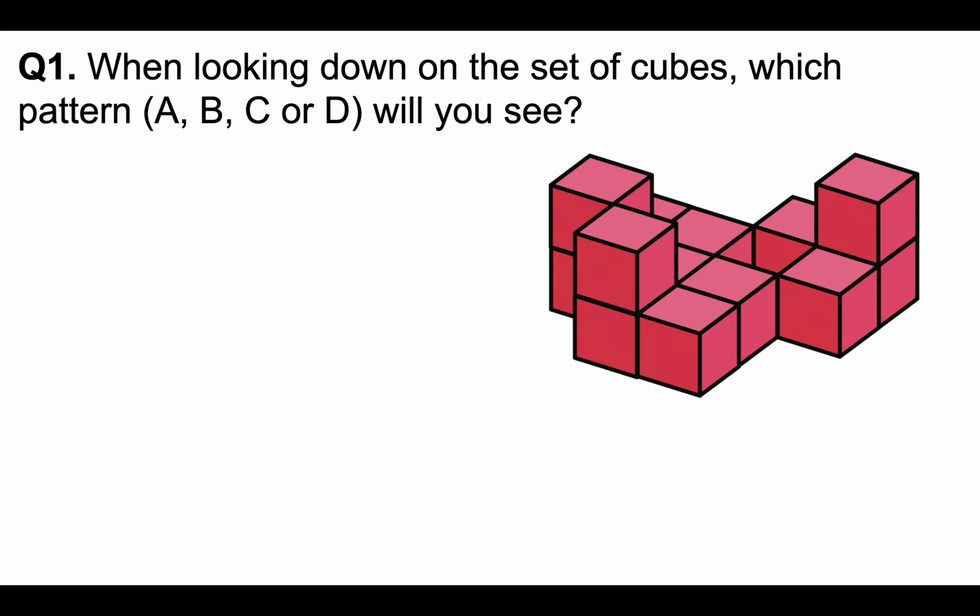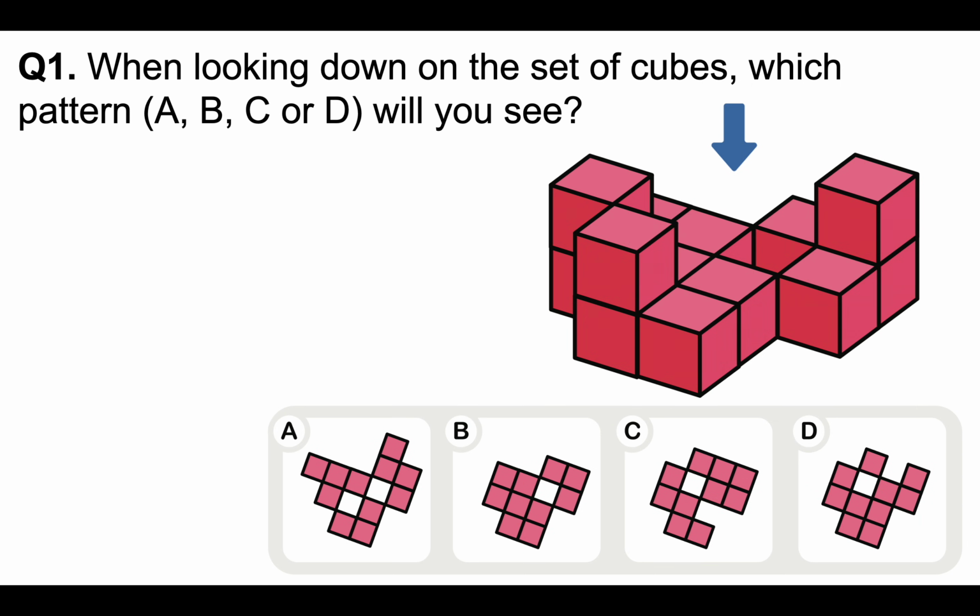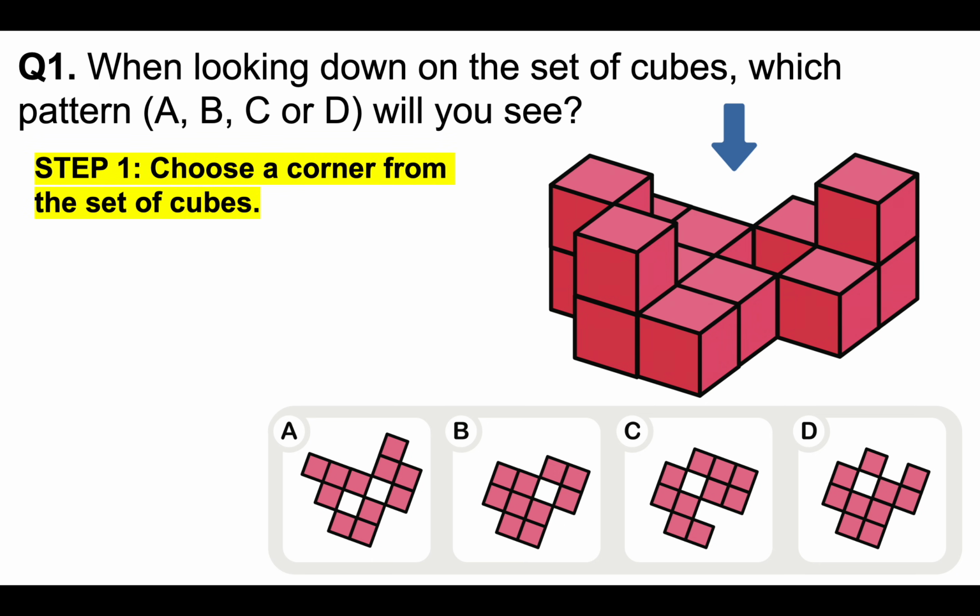So abstract reasoning test question number 1 says, when looking down on the set of cubes, which pattern A, B, C or D will you see? So you have to imagine you are looking down on that set of cubes and then decide which answer option you can see, A, B, C or D. So step number 1, my advice is to choose a corner from that set of cubes. Don't look at the whole pattern, just choose a corner.